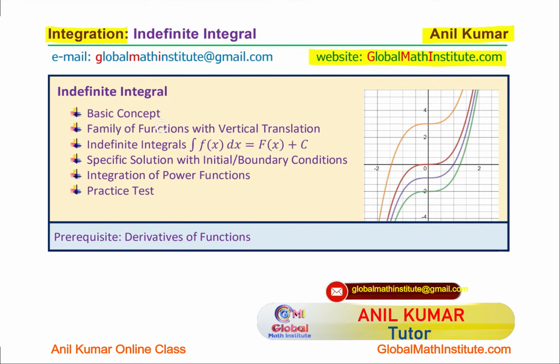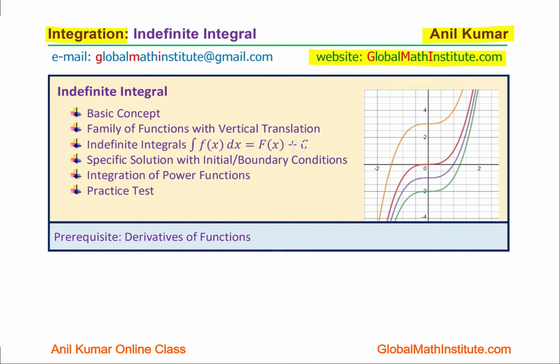And of course, family of functions with vertical translation, as you can see here, relates to the indefinite integrals. How is it so? Indefinite integrals means writing integral of f of x dx equals f of x plus c. That constant c plays a very important role. And all the time when you're finding an integral, you have to write c. Otherwise, you lose 0.5 marks. We are very specific about writing correct solutions so that you are able to achieve 100% success.